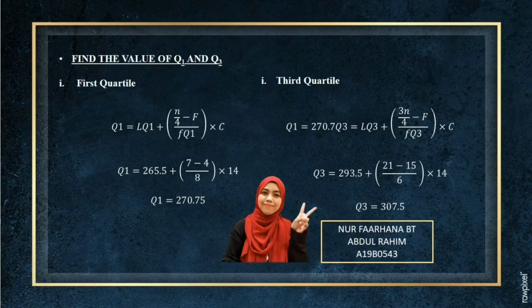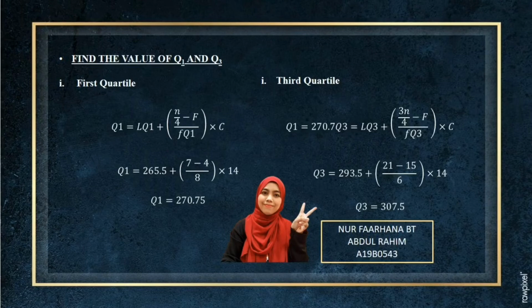For the first quartile, I can show you the formula. I get LQ1 is 265.5. How do I get it? In the table, the class interval is 266 to 279. 266 minus 0.5 gives 265.5, plus (7 minus 4) divided by 8, multiplied by 14. How do I get 14? 279 minus 266 gives 13, and you have to add 1 and you get 14. After calculating, I get the first quartile is 270.75.